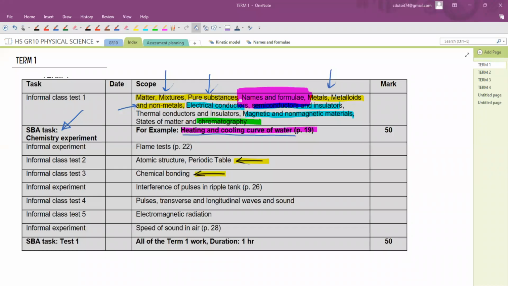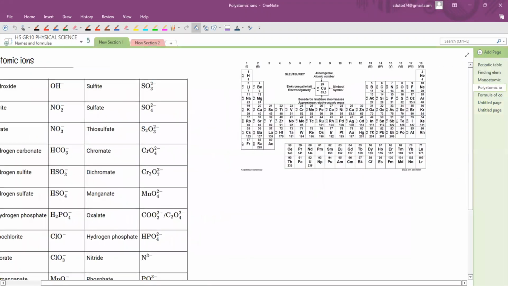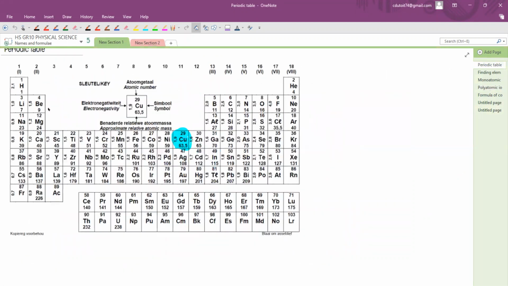Great. Okay, let's look at names and formulas again. Do you have a periodic table with you? Please take your periodic table. I'm just going to do a little revision of what we've done. Okay, there's the periodic table.